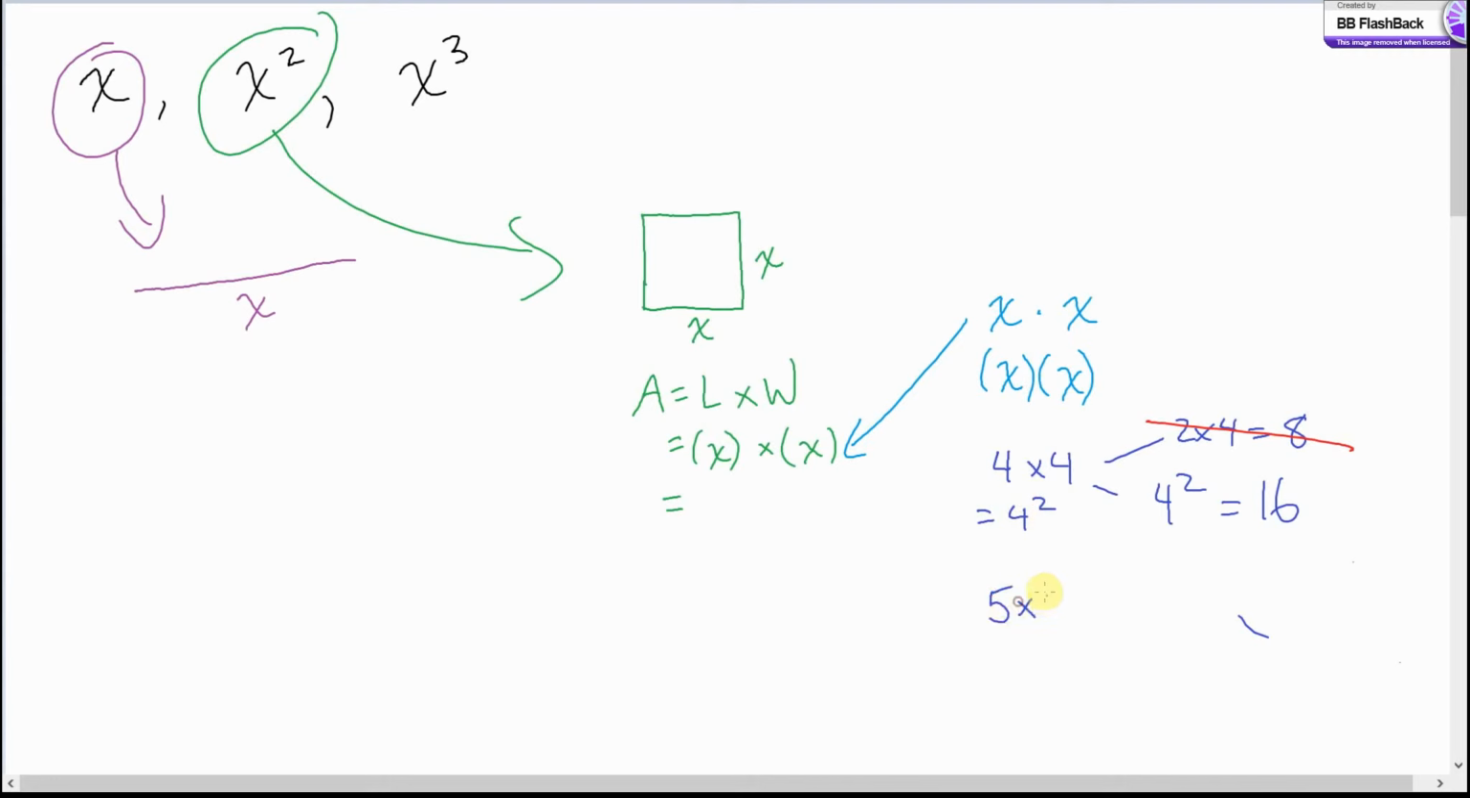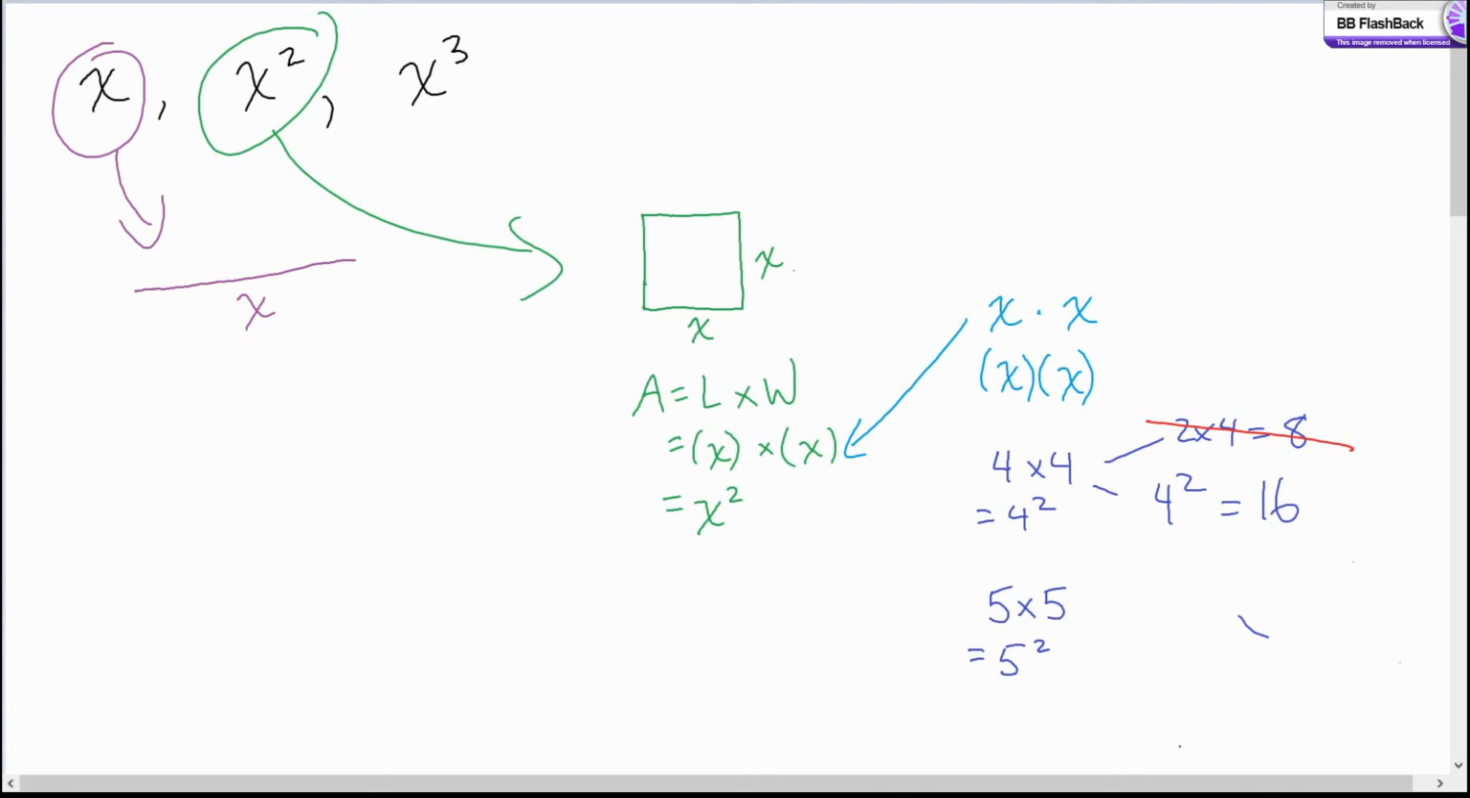What about 5 times 5? Well, we learned in the last unit, again, 5 times 5 is 5 squared. So if we go back to working with x's, now that we remember what happens with numbers, we can think about what happens with x's. Something times itself is itself squared, so x squared. So when we're thinking of x squared, we can think about a square with length and width x.